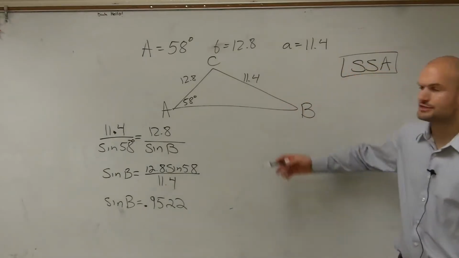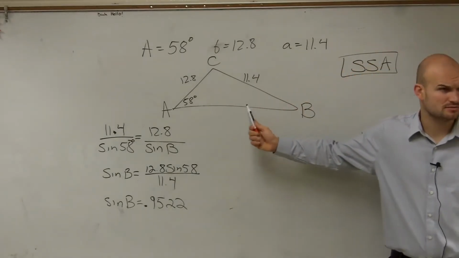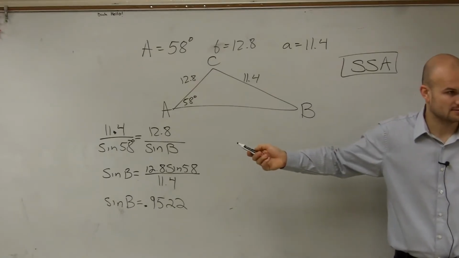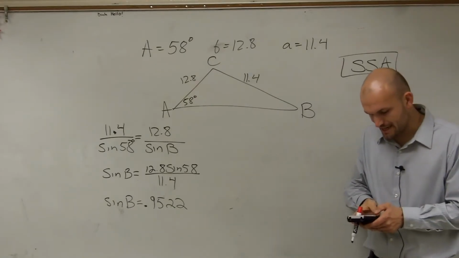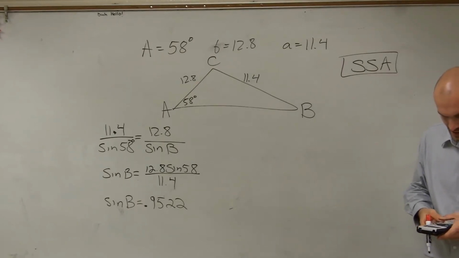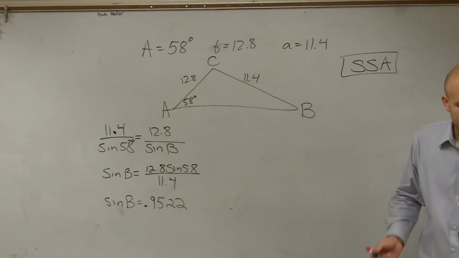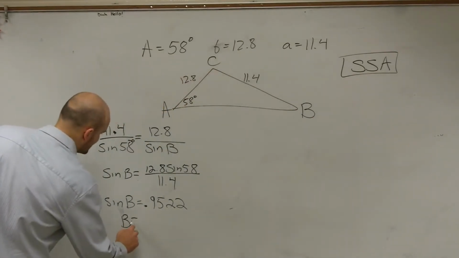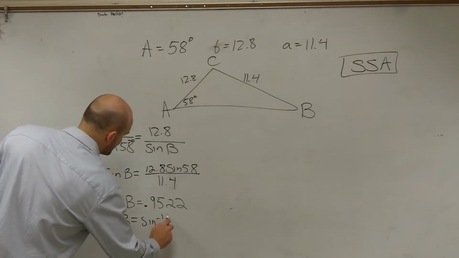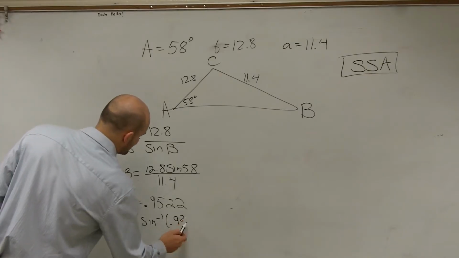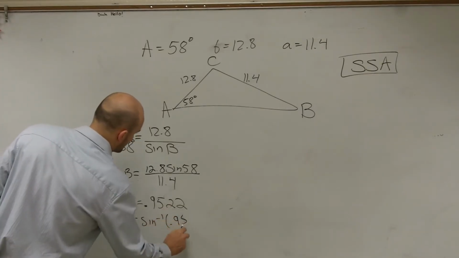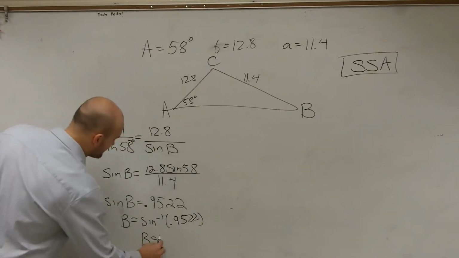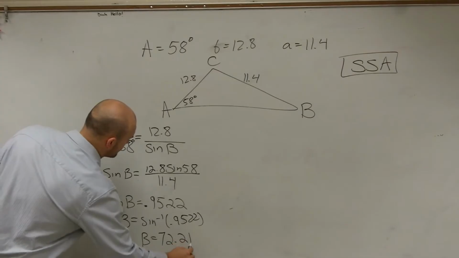All right. Now, ladies and gentlemen, does that make sense for that to be an angle? You have to take the inverse sine, correct? So you take the inverse sine of your answer, and you get 72.21 degrees. So we say B equals sine inverse of 0.9522, and we could say B equals 72.21 degrees.